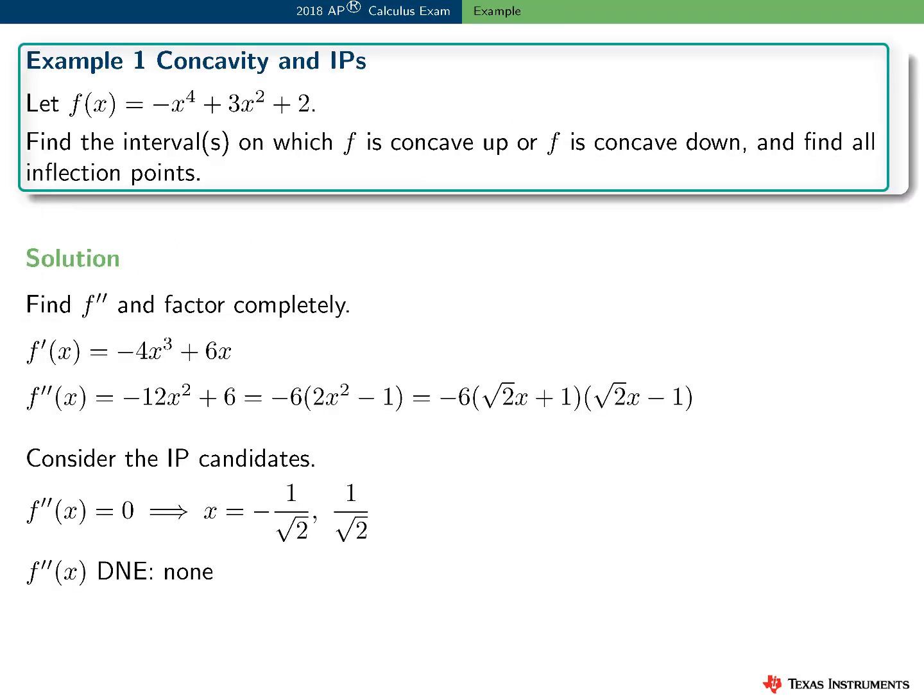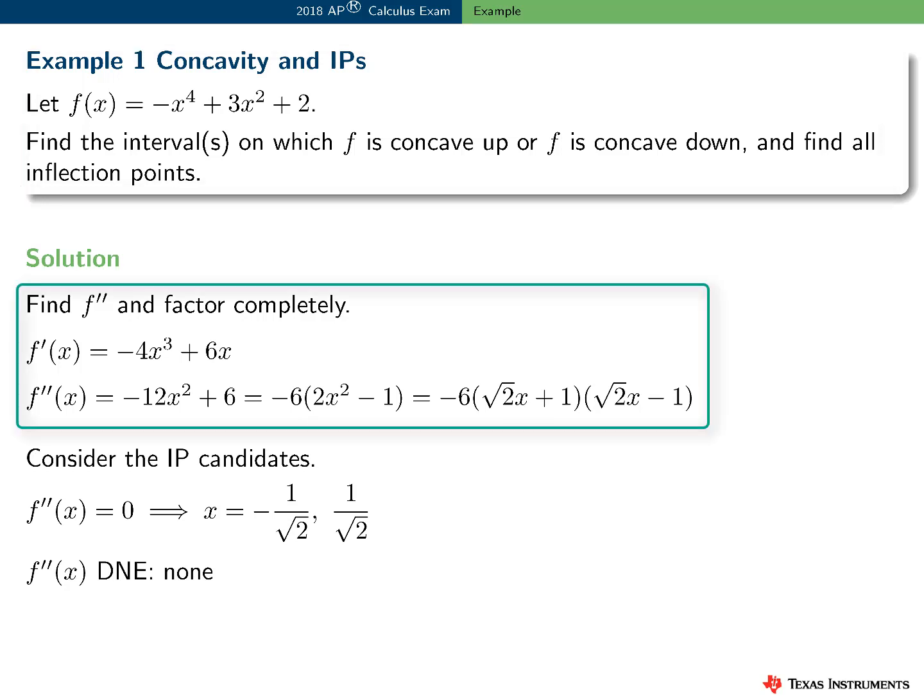Let's put all of these definitions and theorems together in an example. Let's let f of x be equal to minus x to the fourth plus 3x squared plus 2. Let's see if we can find the intervals on which f is concave up or concave down and find all of the inflection points. Here is a way to solve this problem.